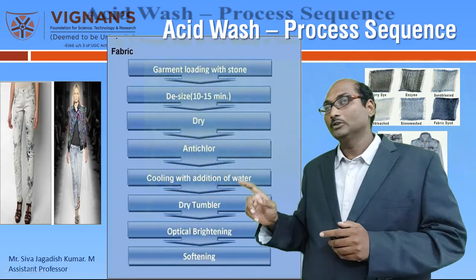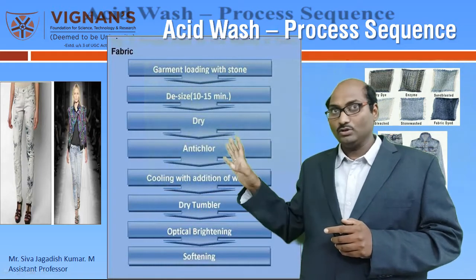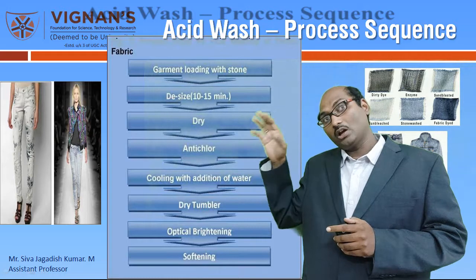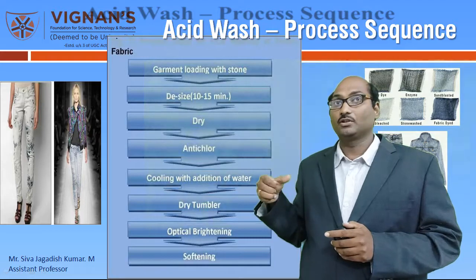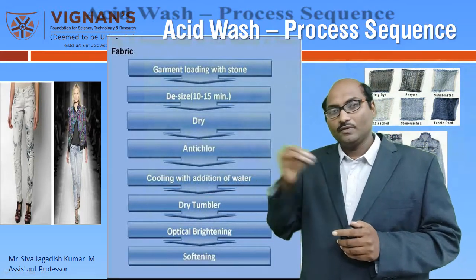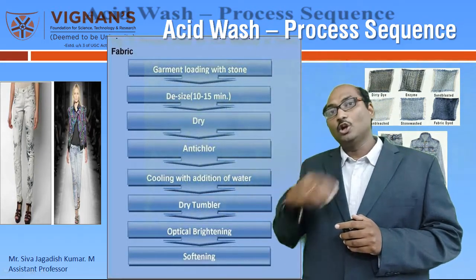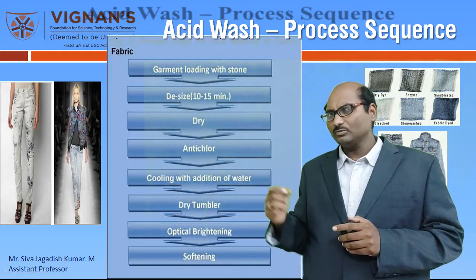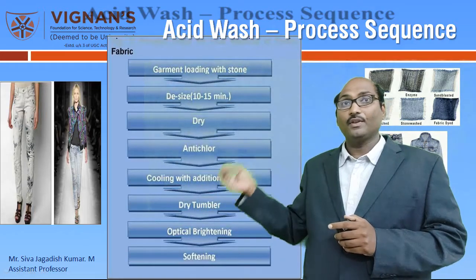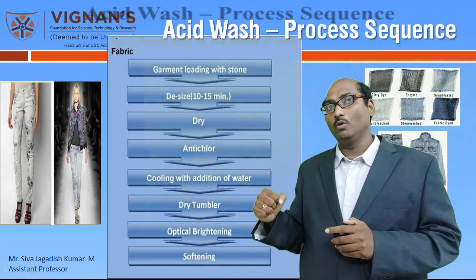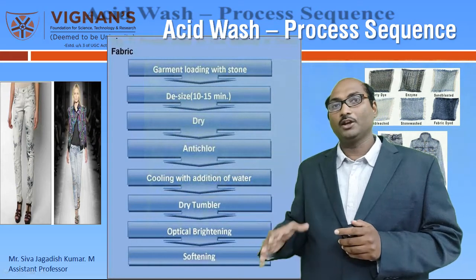Just make a note. The fabric is converted into the garment. Garment loading with the stones, then desizing. The stones are already pre-soaked in the strong bleach, so as soon as they are loaded, the spots are created. Then desizing, drying, then chlorine removal and anti-chlor treatment. Some acids are also used, and then water is added, basically to remove any remaining particles. Then dry tumbling, then OBA.